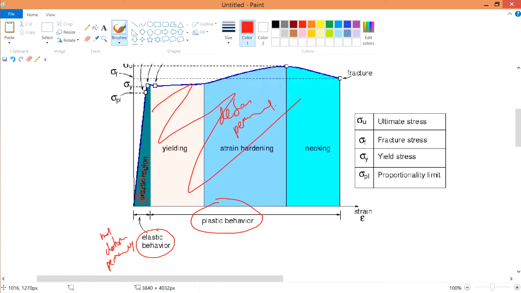Because if you think about plastics, if you shape it, the plastic will always stay in that shape. It will not change. Elastic is like a rubber band. If you push it, it will actually come back to its original shape.